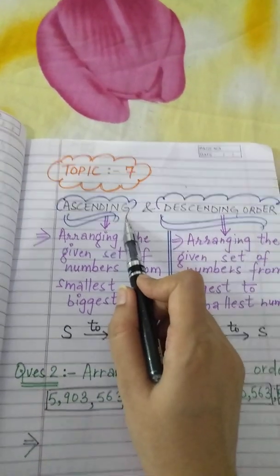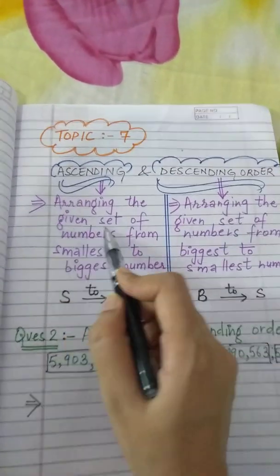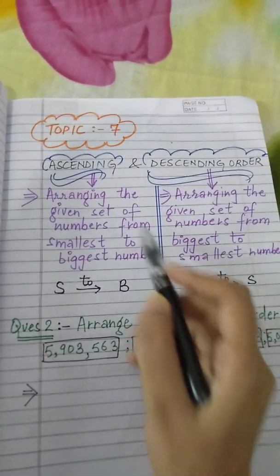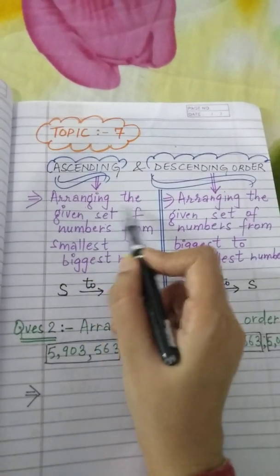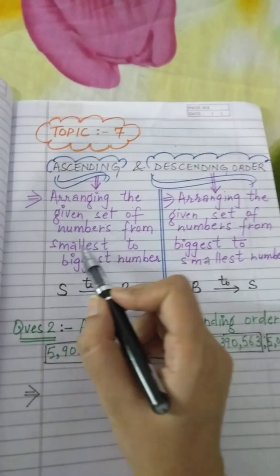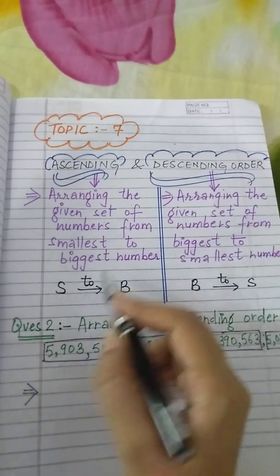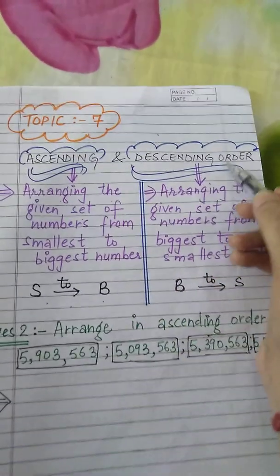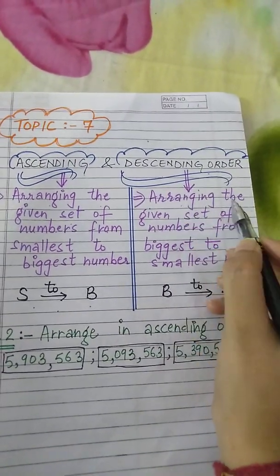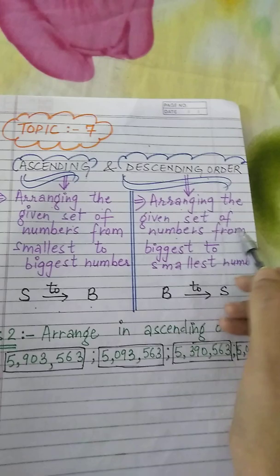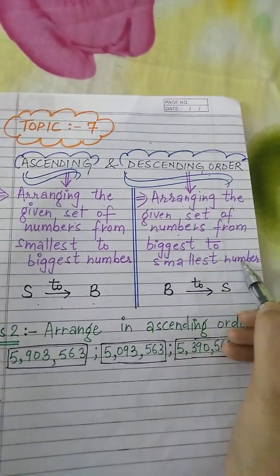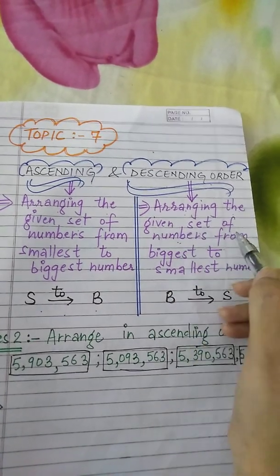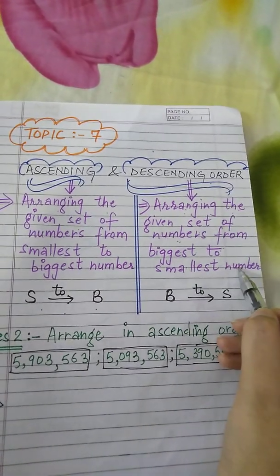Moving on to the next topic, that is ascending and descending order. Now what is ascending order? Arranging the given set of numbers from smallest to biggest number. So ascending means from smallest to biggest. Now what is descending order? Arranging the given set of numbers from biggest to smallest number.